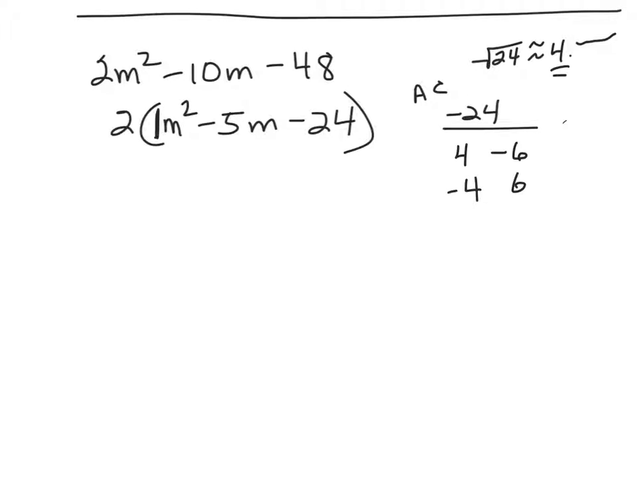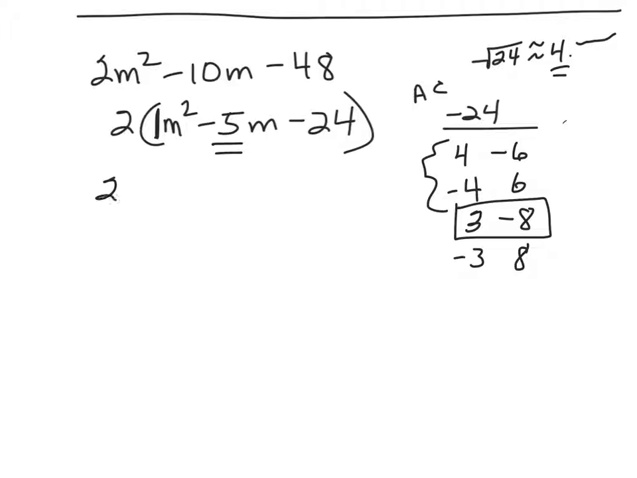Now what we're looking for is the combo that adds up to this middle term here. Negative 5. Neither one of those do. They add up to negative 2 and positive 2. So we're going to have to find other factor pairs for negative 24. So we'll back 4 down to 3 and ask if 3 goes into 24. And it does. It goes 8 times. So either 3 times negative 8 or negative 3 times 8. But 3 and negative 8 do add up to negative 5. So that's the combo that we need.